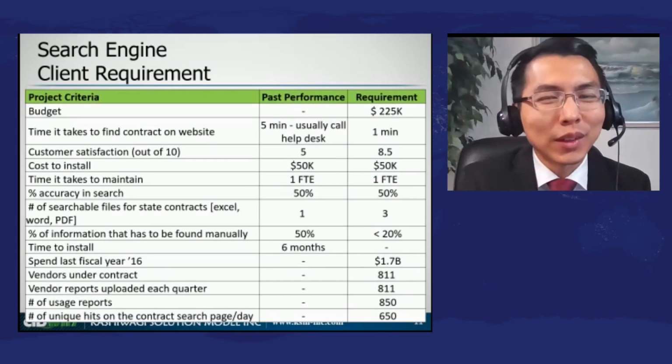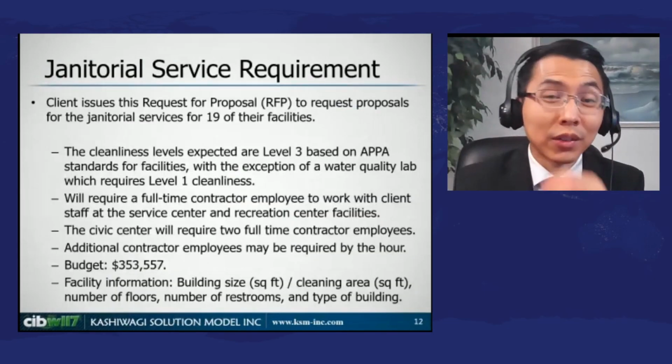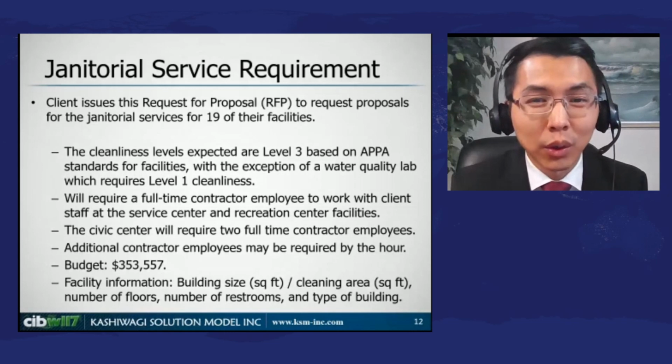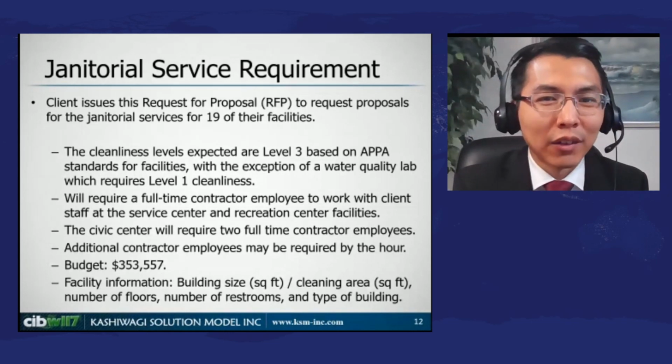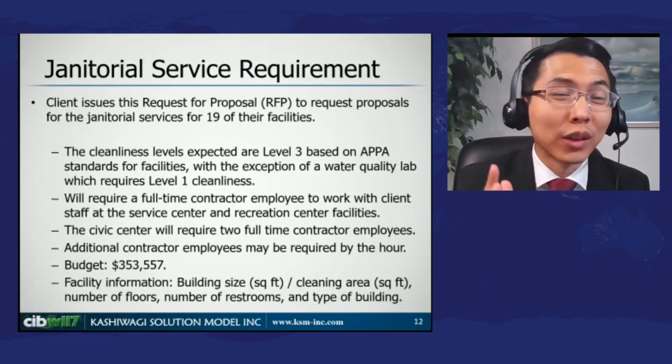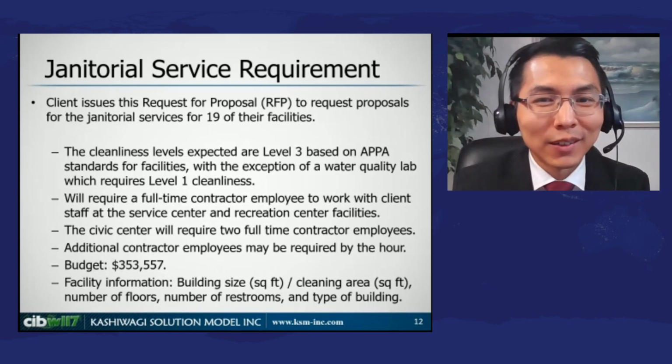The last one, we did a janitorial service requirement. So a city wanted to outsource their janitorial services. One page, again, we did the same thing. You have an objective statement. They want janitorial service for 19 of their facilities.